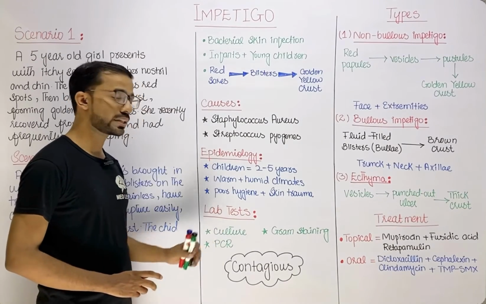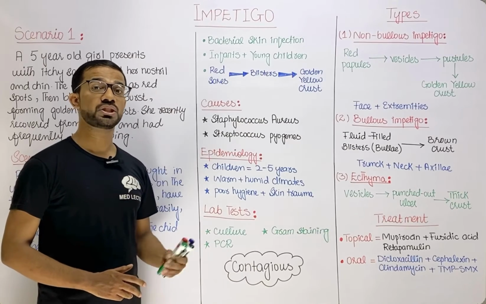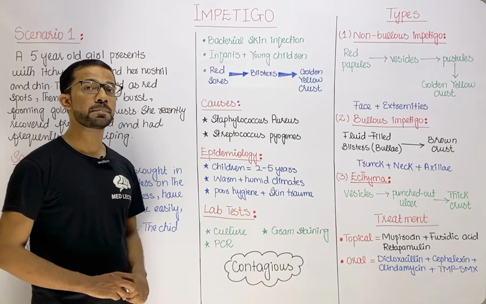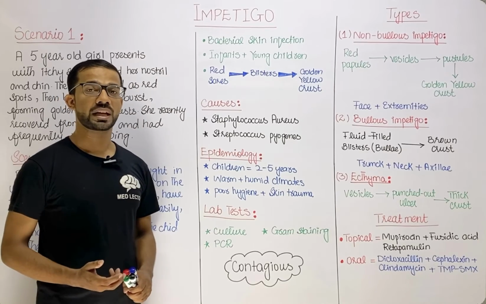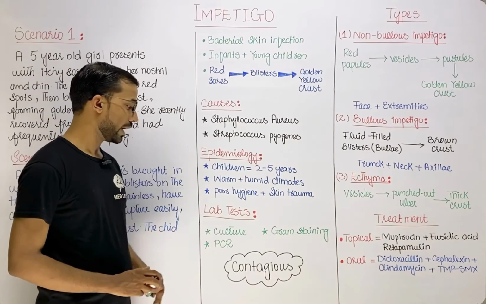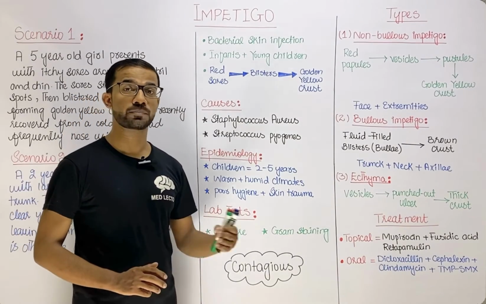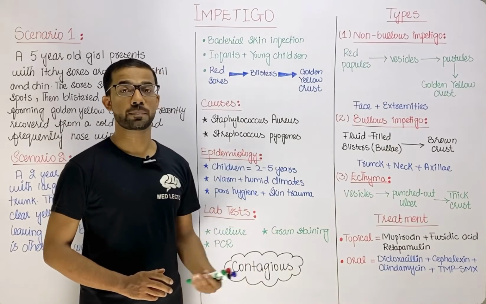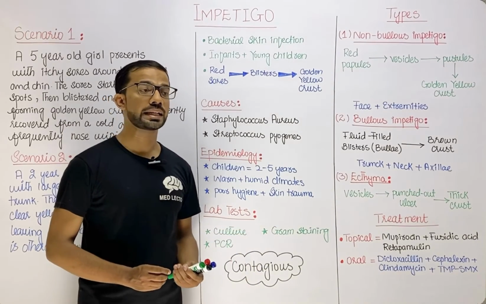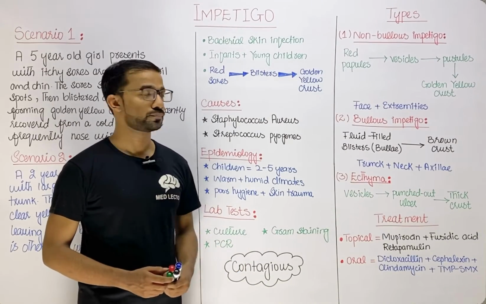Next, we will see what tests we can do to diagnose impetigo caused by these two types of bacteria. We can go towards cultures. We can also go towards gram staining that differentiates between strep and staph. And you can also go towards PCR, with which we can easily detect the DNA of the bacteria. And the most important thing, it's a contagious disease. It can spread from one person to another. Specifically, it's common in crowded areas and in schools when the children play together.